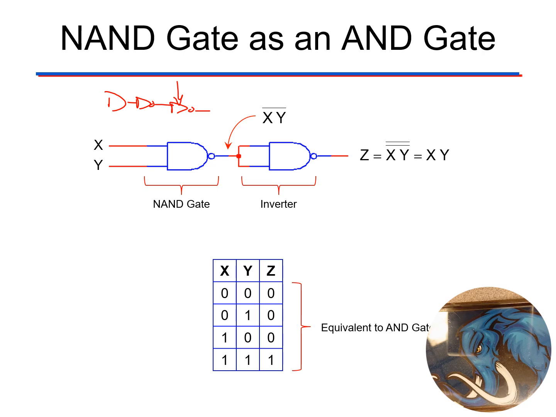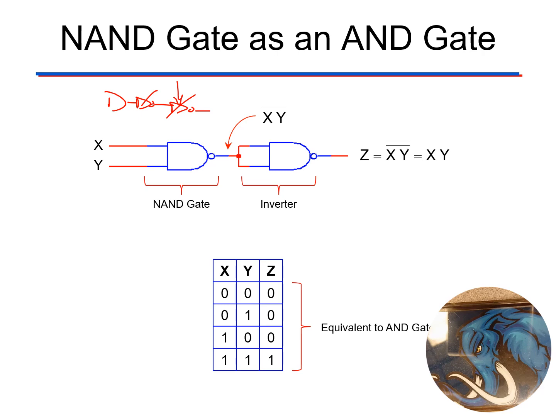If I have a 0 and it goes into an inverter, it changes it to a 1. If I go back into an inverter, what happens? It goes back into a 0, which means we didn't do anything. So they cancel each other out, and you're left with just an AND gate. And that's basically what you're doing.